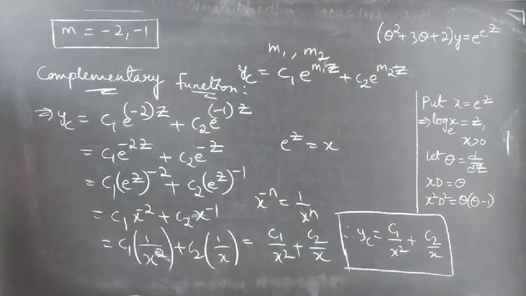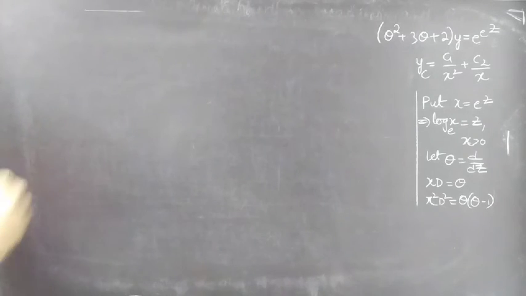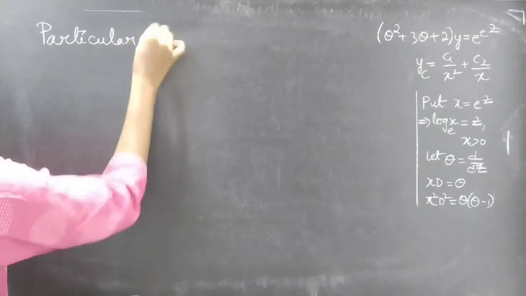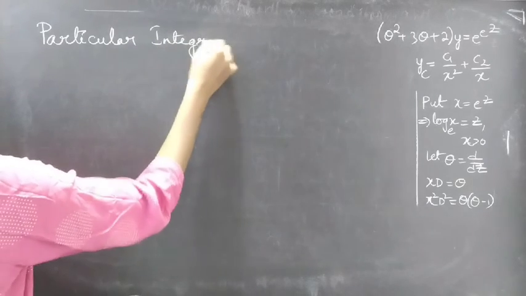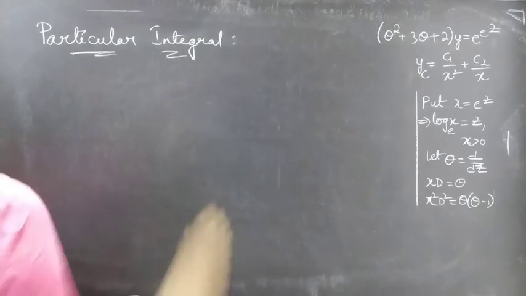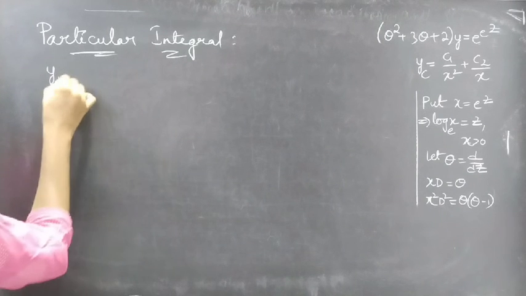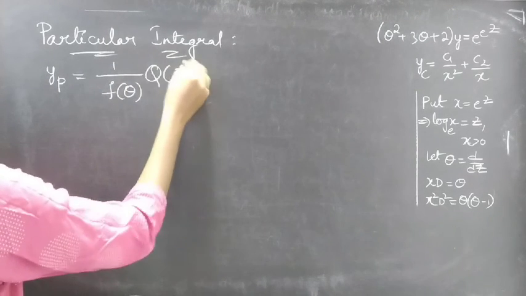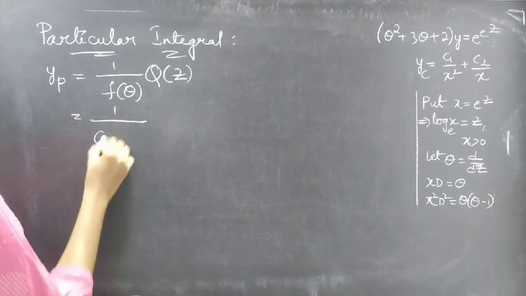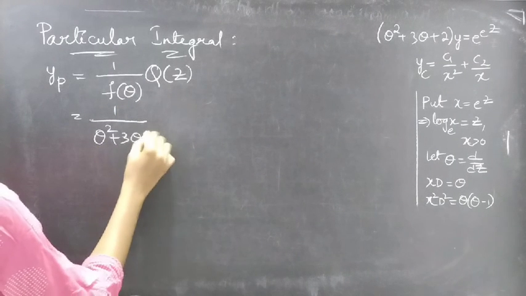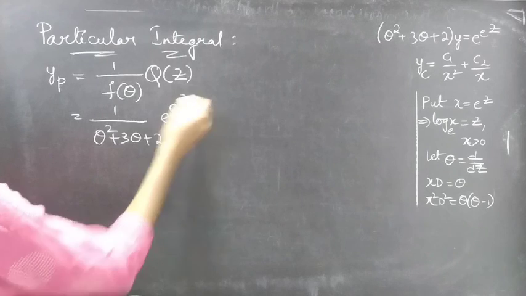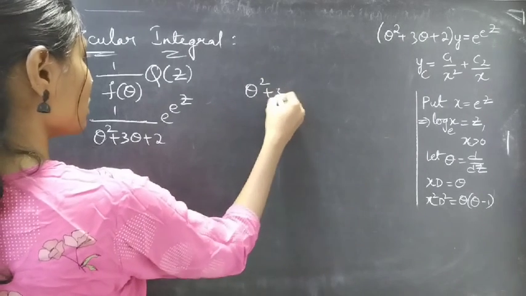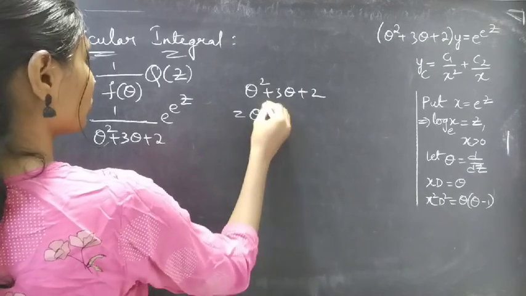Now we need to find yp, the particular integral. We can find the particular integral using 1 by f of theta into q of z. We have f of theta and q of z, where f of theta is theta square plus 3 theta plus 2 and q of z is e power z. Okay. Now we have theta square plus 3 theta plus 2 in the denominator, right?